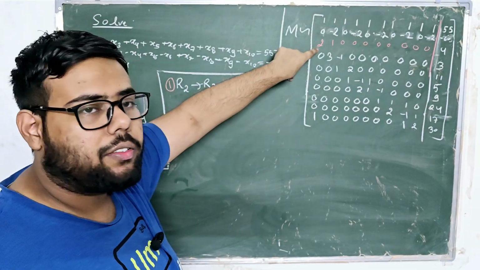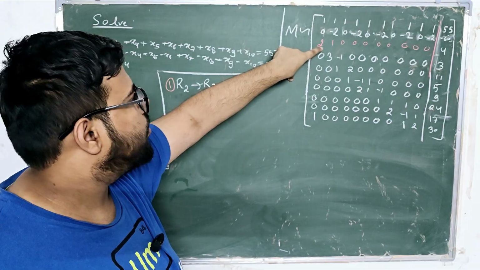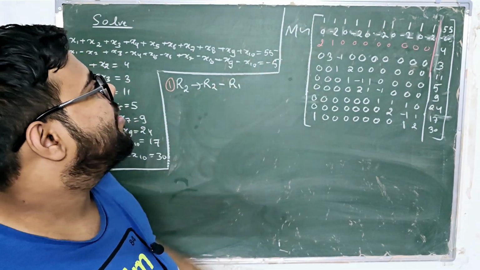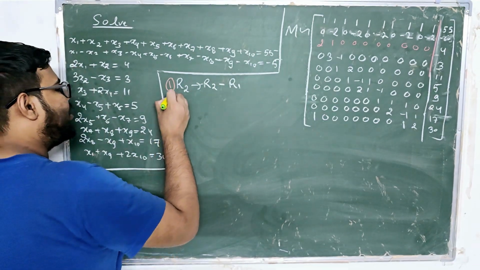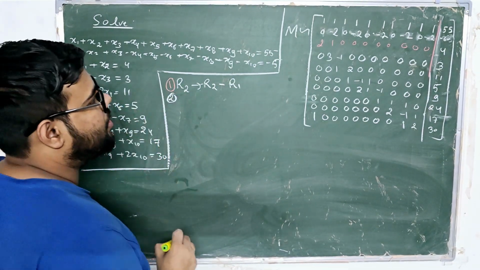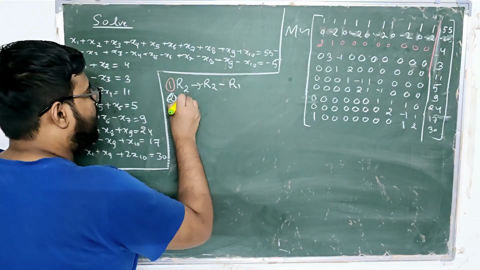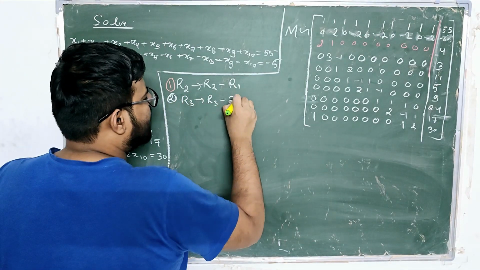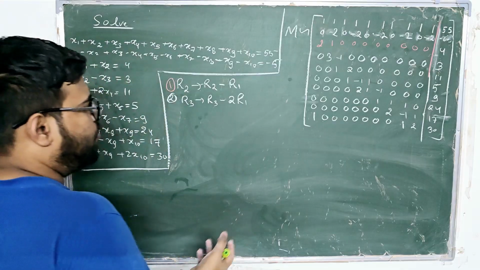Now what's next? We have a 2 over here. So what are we going to do? We have to remove this 2 first of all. So let's see. Second operation which we can do is that R3 we can write as R3 minus 2 times R1. This is the second operation which we can do.